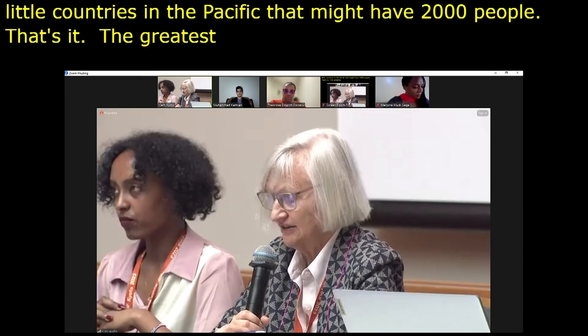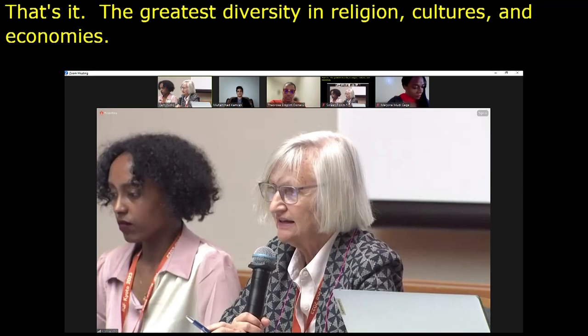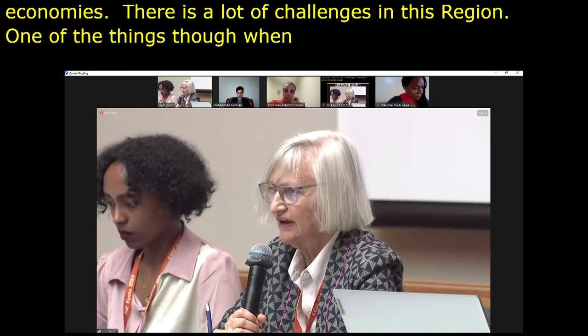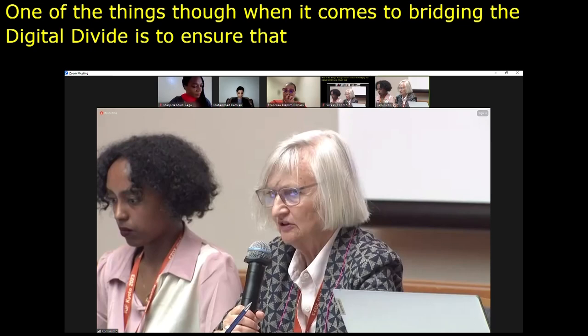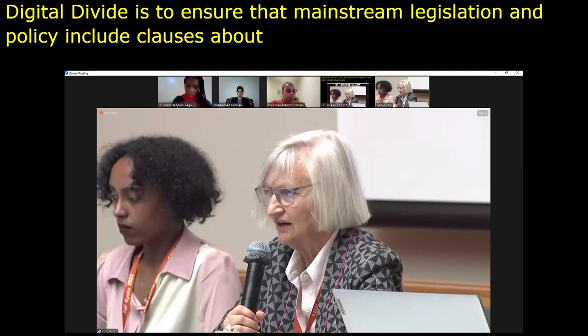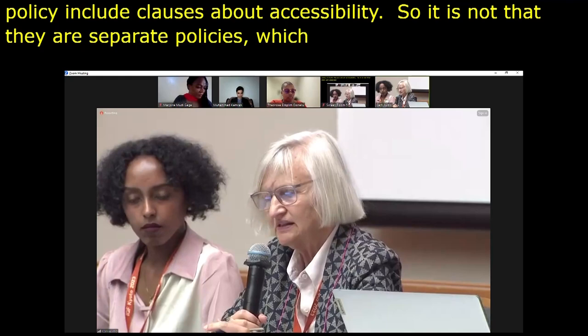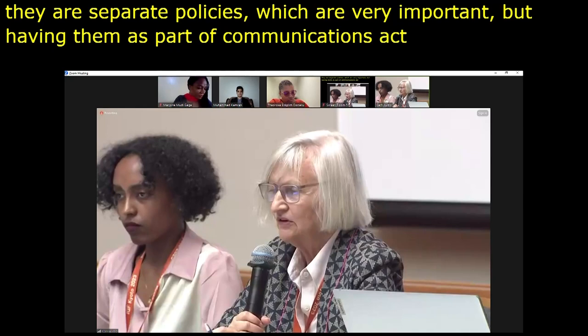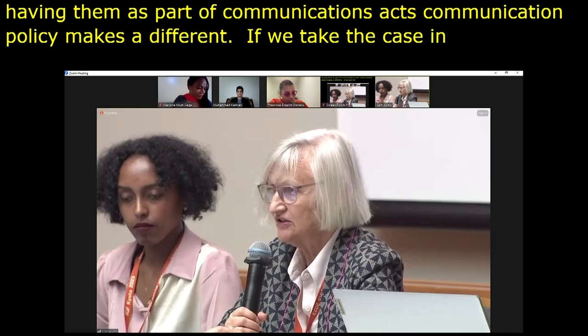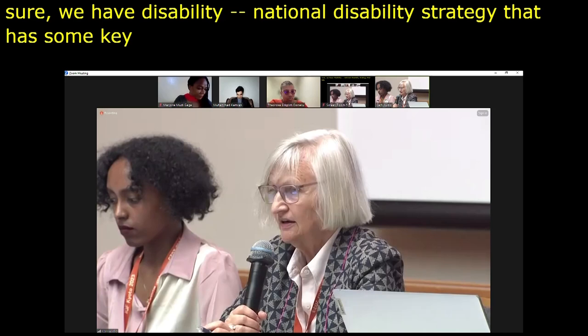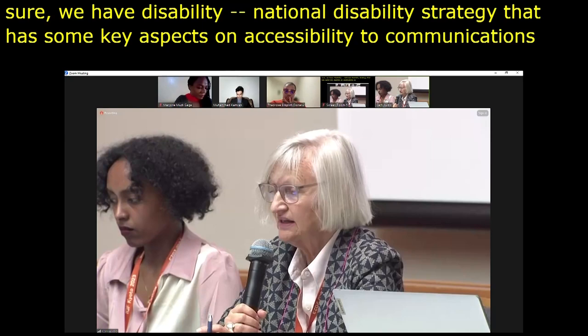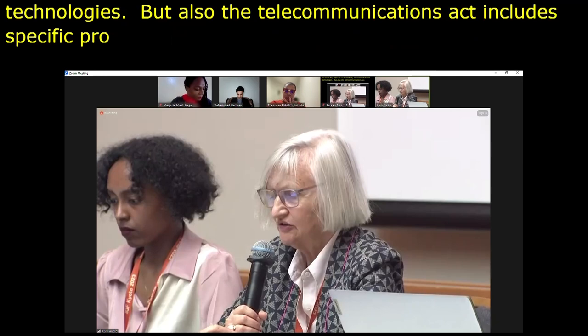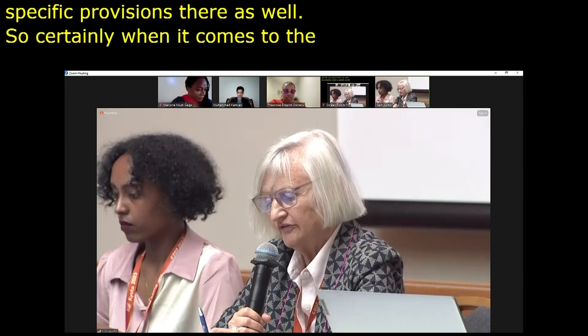One of the things, though, when it comes to bridging the digital divide, is to ensure that mainstream legislation and policy include clauses about accessibility. So it's not that there are separate policies, which are very important, but having them as part of communications acts, communications policy, really does make a difference. In Australia, we have a national disability strategy that has some key aspects on accessibility to communications technologies, but also the Telecommunications Act includes specific provisions there as well. And certainly when it comes to disability discrimination legislation. But with all of those cases, implementation has to happen. It's one thing having the policies, but they need to be implemented.